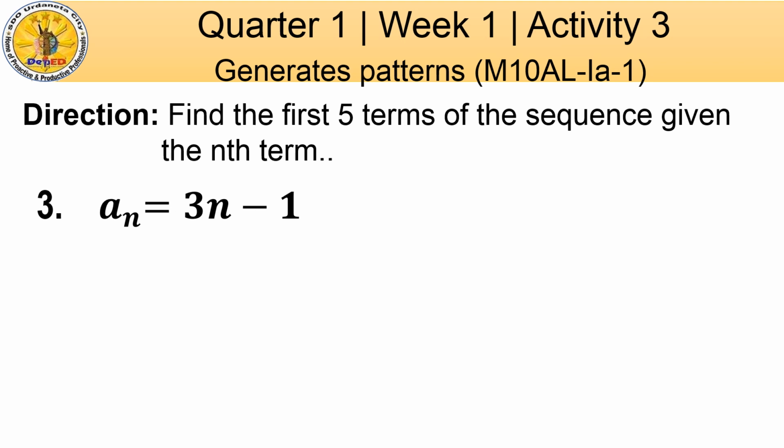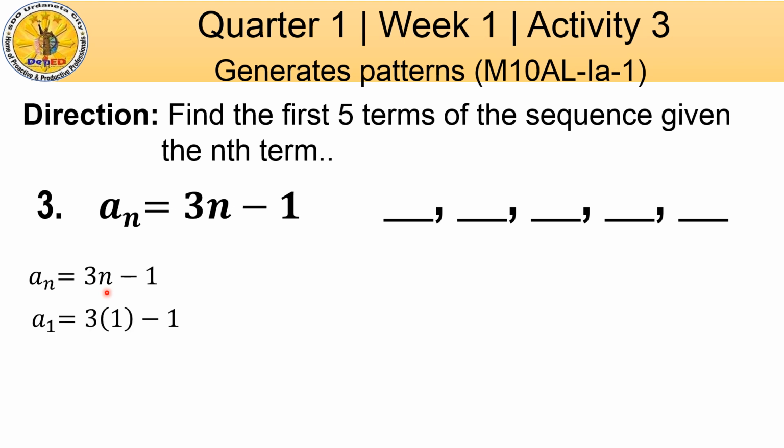Let's have example number 3. A sub n equal to 3 times n minus 1. Find the first 5 terms of this sequence. So to find the first term, we're going to replace n by 1. And that is 3 times 1 minus 1. So 3 minus 1 is equal to 2 for your first term.